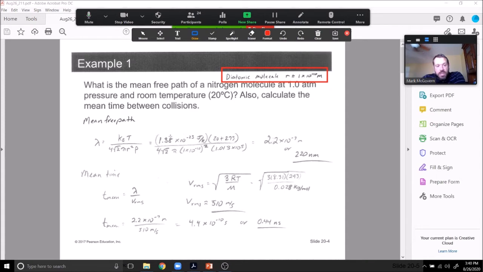Put all the numbers in. You've got the Boltzmann constant, 1.38 times 10 to the minus 23. Put your temperature in. Are you going to use Celsius? You better not use Celsius. You're going to use kelvins, right? Then 4 root 2 pi times 1 times 10 to the minus 10, squared. That's the radius of the molecule. Put in your pressure. It's got to be pascals. Don't you try to put those atmospheres in there. The answer is 2.2 times 10 to the minus 7 meters, which is 220 nanometers.